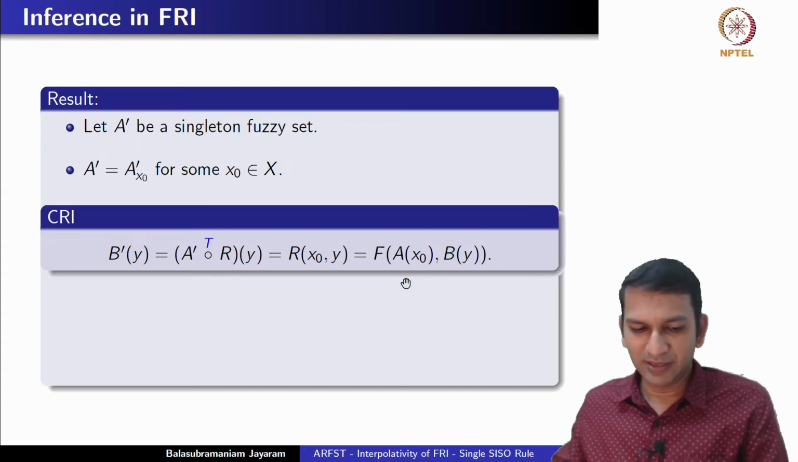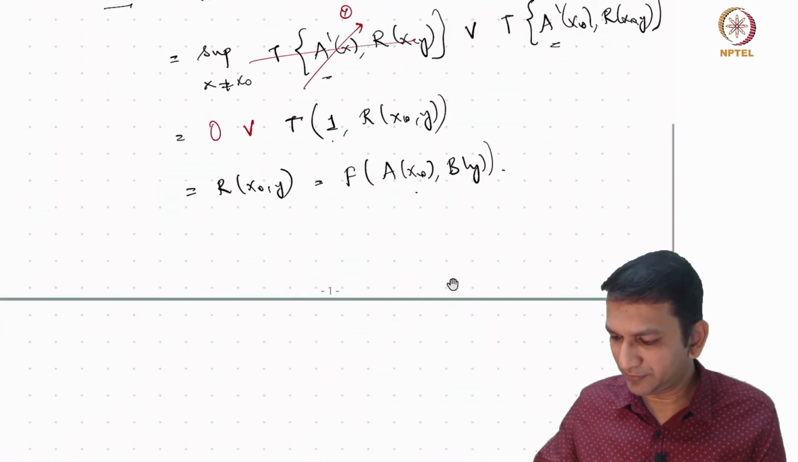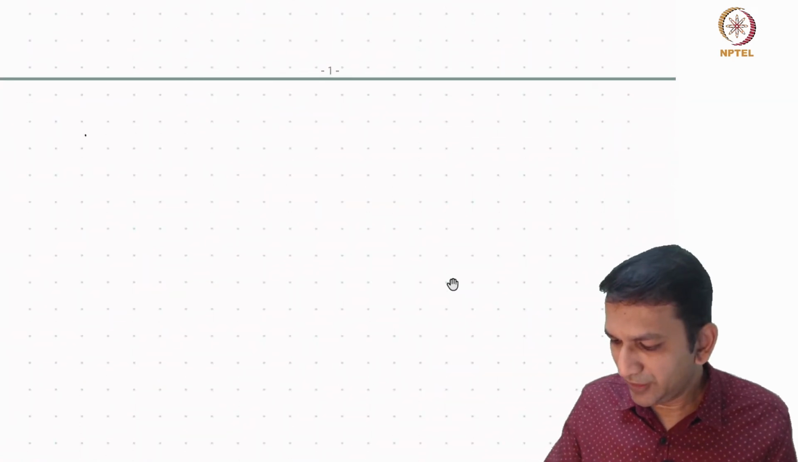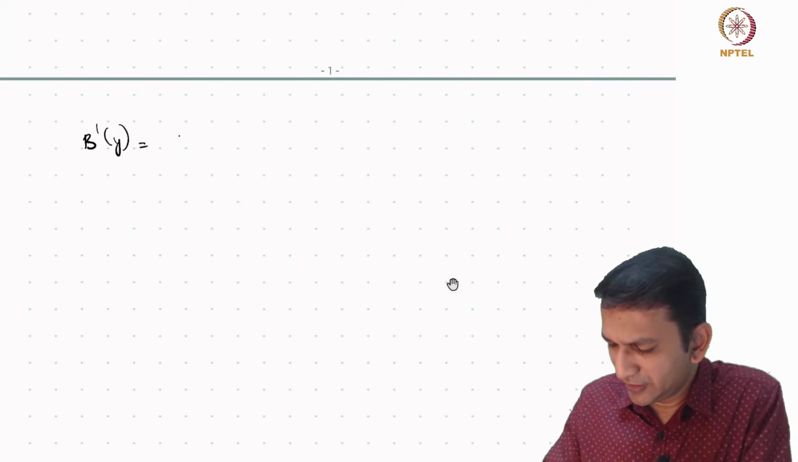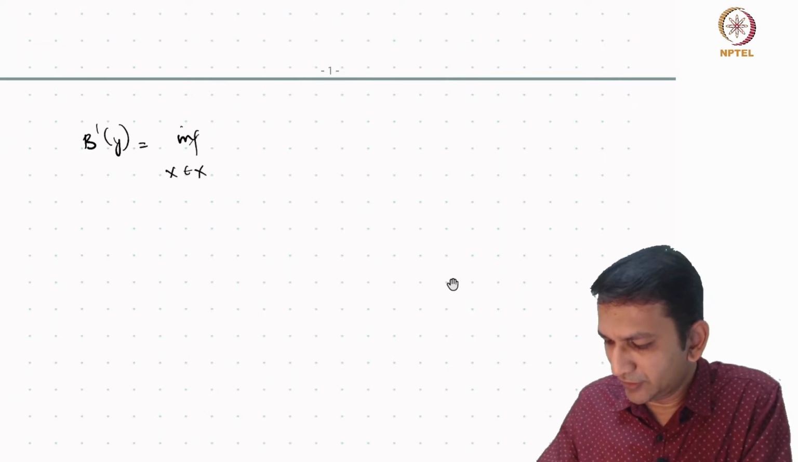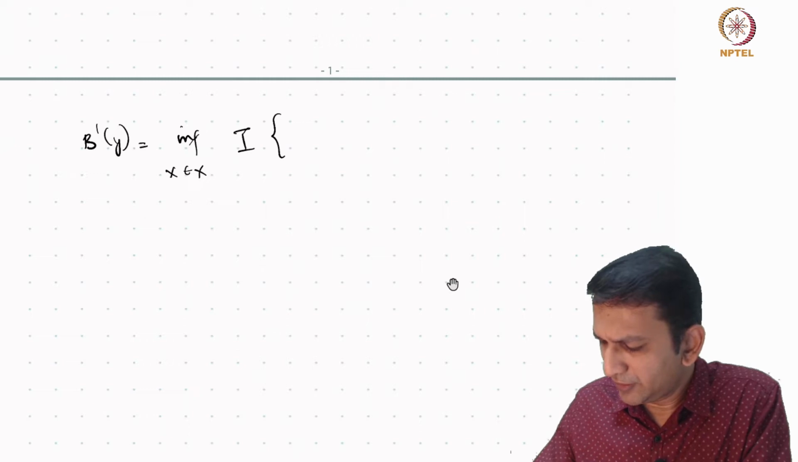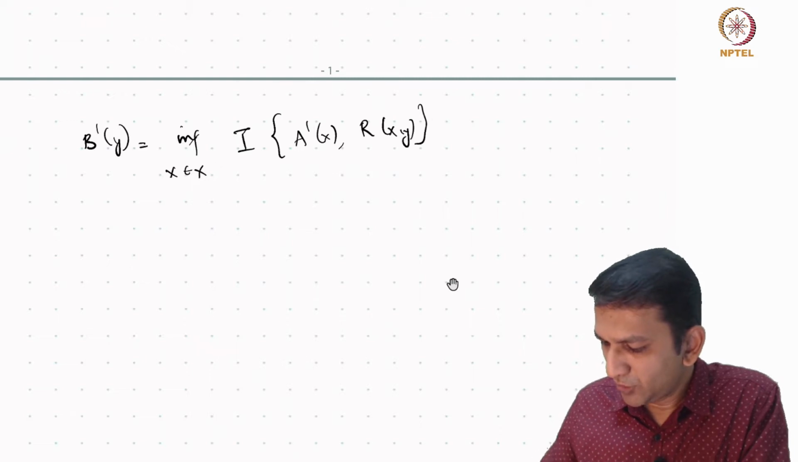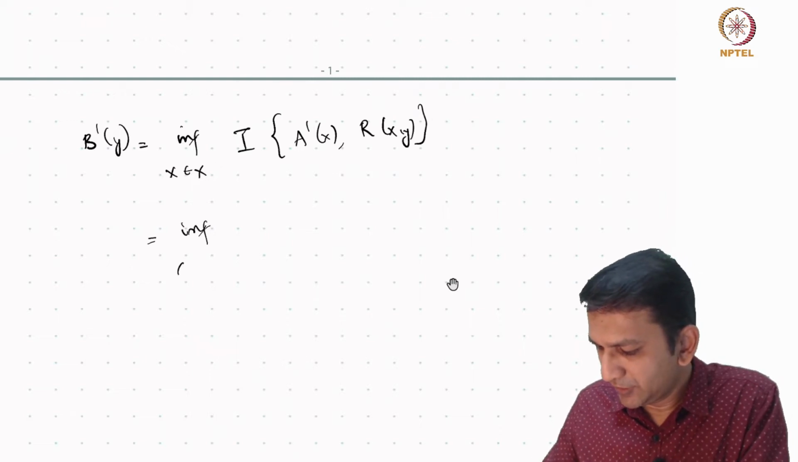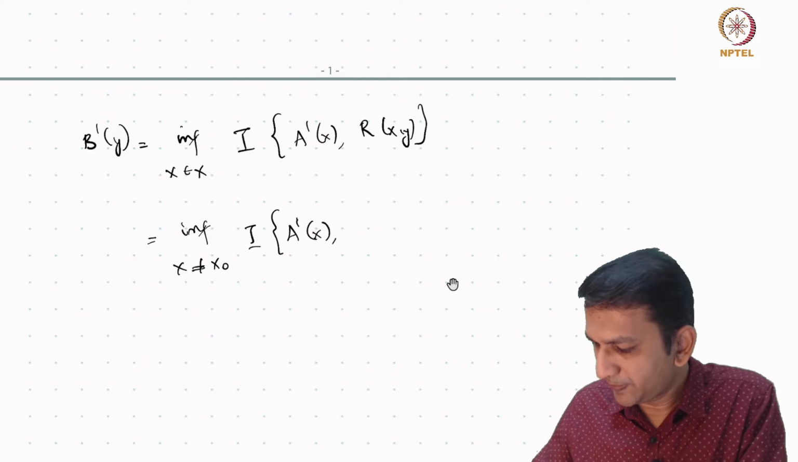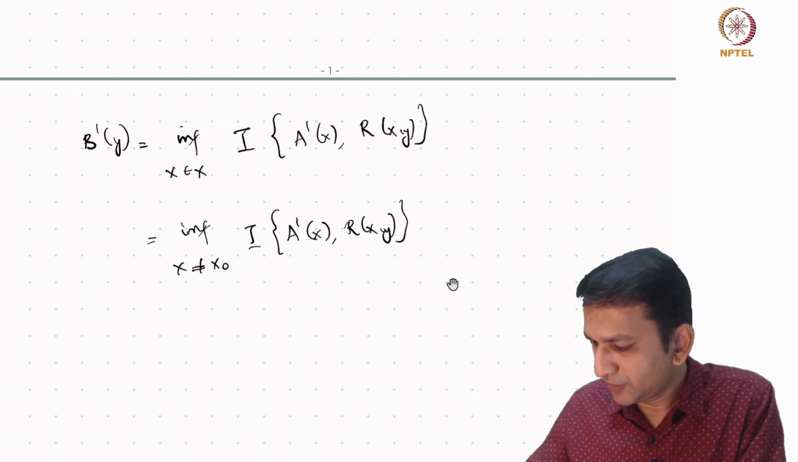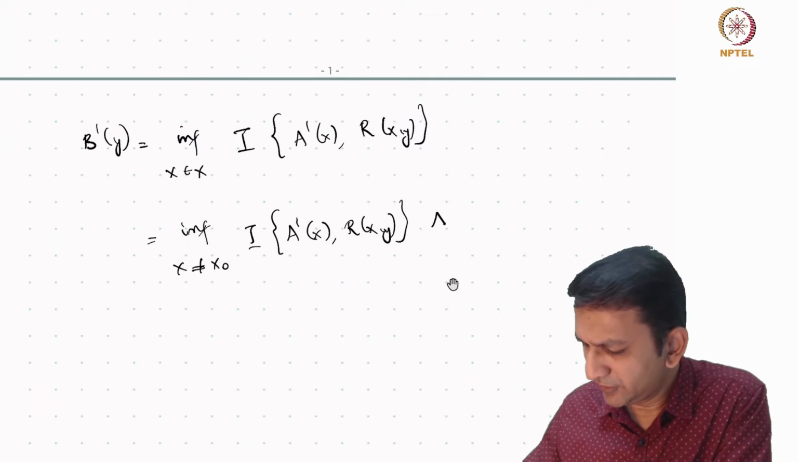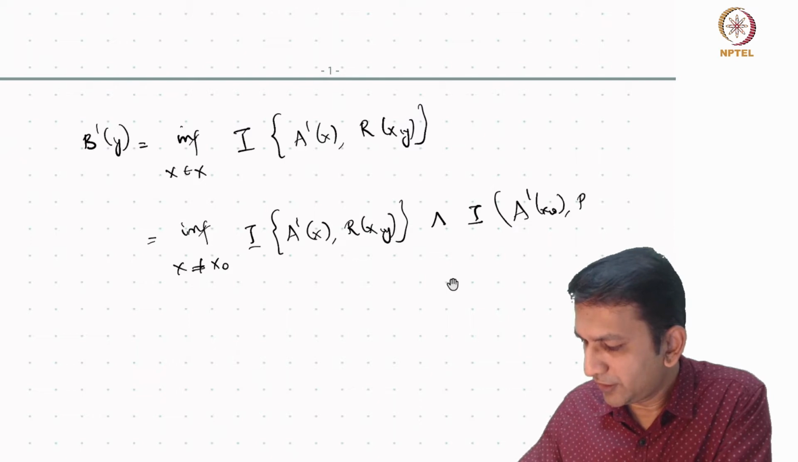What happens in the case of BKS? Let's check that out. So in the case of BKS, B dash of y is given as infimum x element of X, I of A dash of x, comma R of x, y. Once again, we can split it like this: infimum over x not equal to x0, I of A dash of x, comma R of x, y, meet with I of A dash at x0, comma R of x0, comma y.